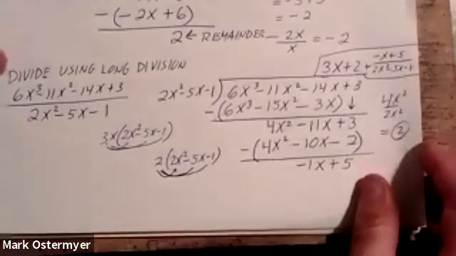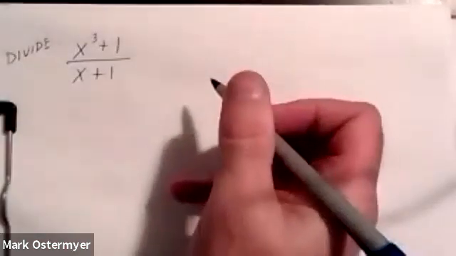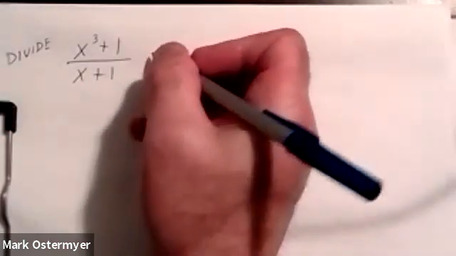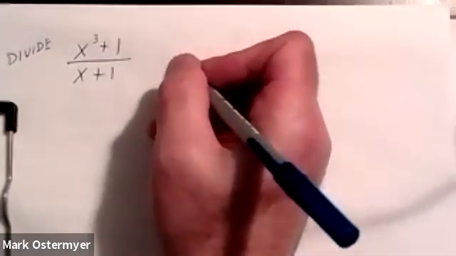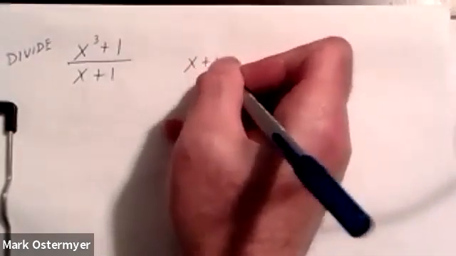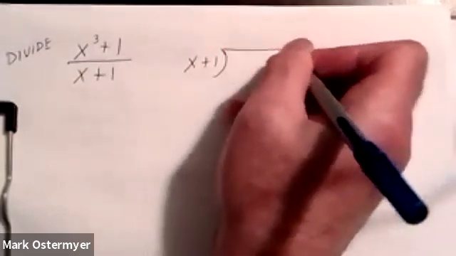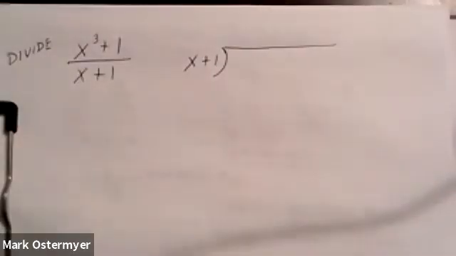Now, let's look at this next one here. We'll try to take x cubed plus 1 and divide it by x plus 1, using long division. So therefore, my x plus 1 is my divisor, and my dividend is x cubed plus 1.